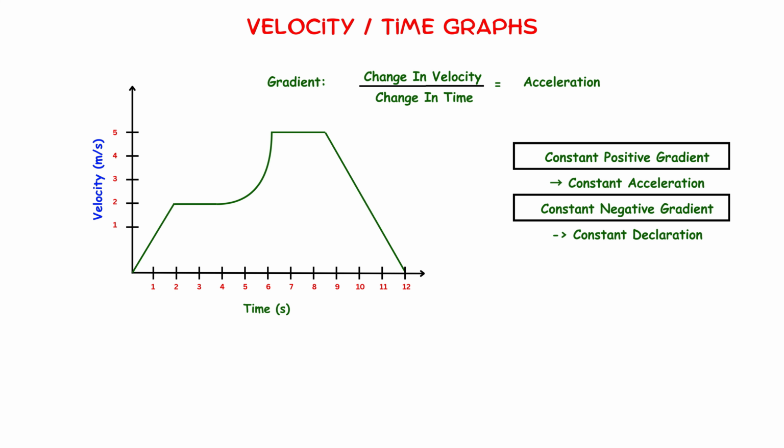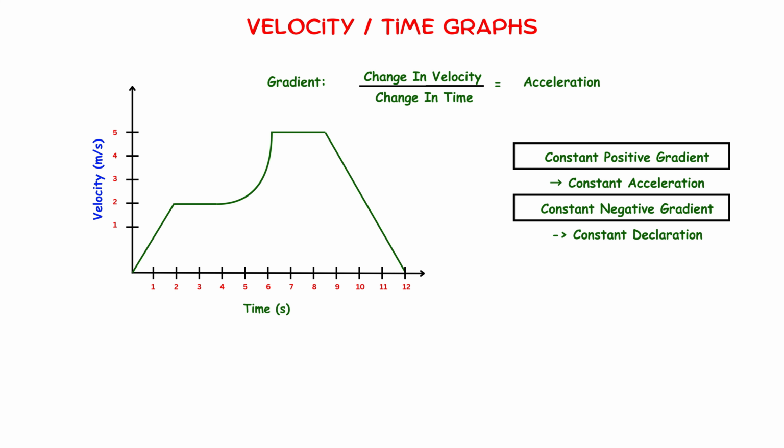This means that if the curve shows a constant positive gradient, like it does in the initial section of the graph, the object must be experiencing constant acceleration. On the other hand, if the curve shows a consistent negative gradient, such as the one in the final section, this indicates that the object is undergoing constant deceleration, meaning its speed is steadily decreasing.